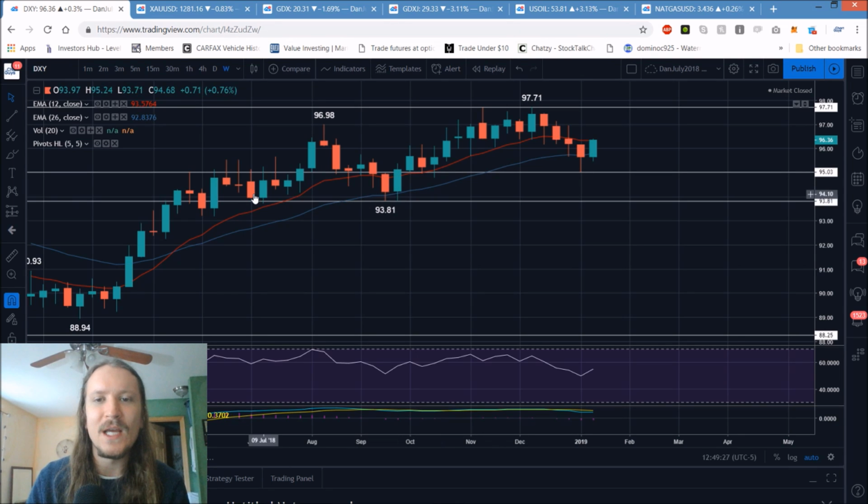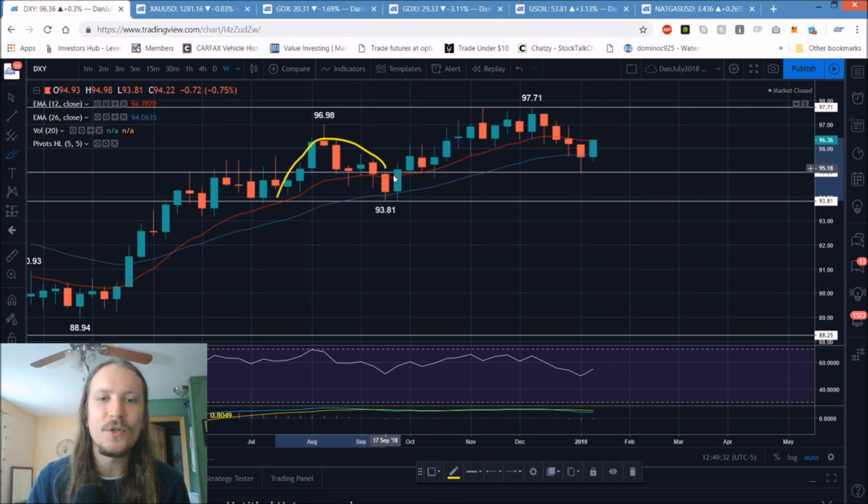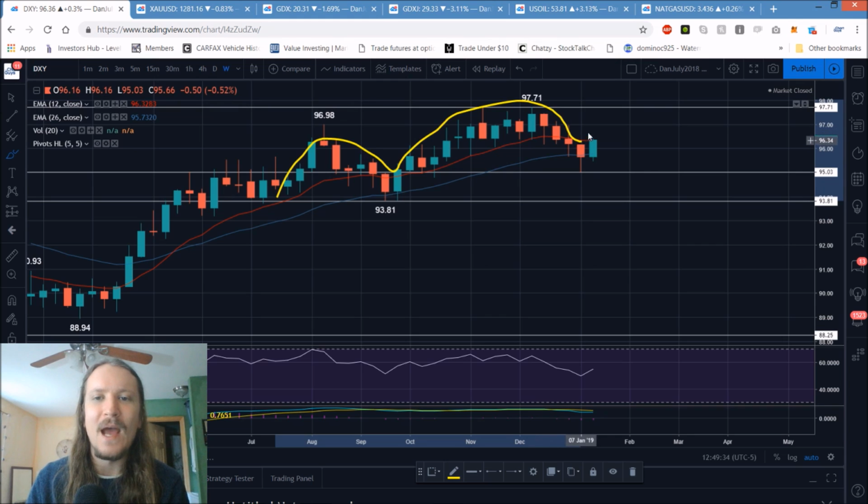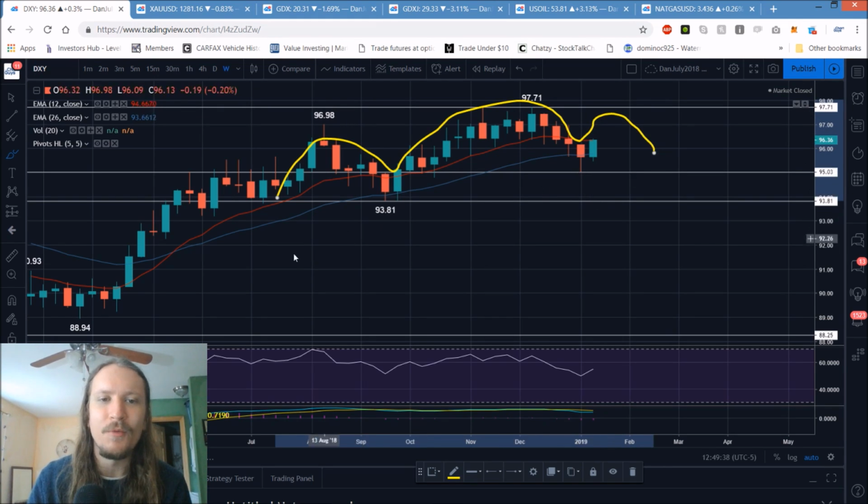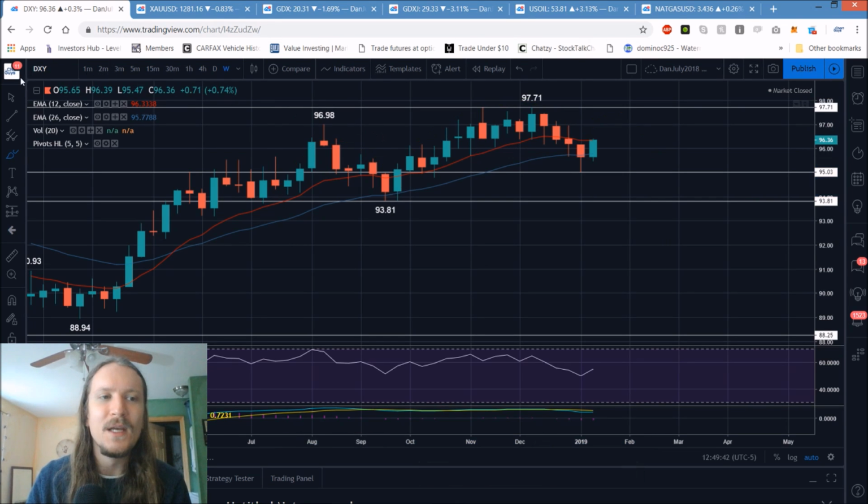We're watching the potential of this head and shoulders pattern, where if we were to see this be a left shoulder, this was the head, and if now we form a right shoulder and then come down and break that 95.03 support, that will be a significant shift in momentum on the weekly time frame, in my opinion.